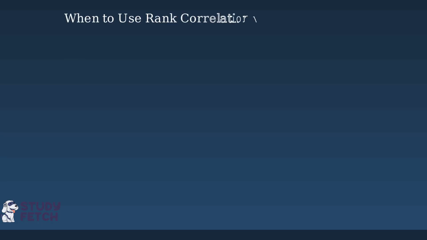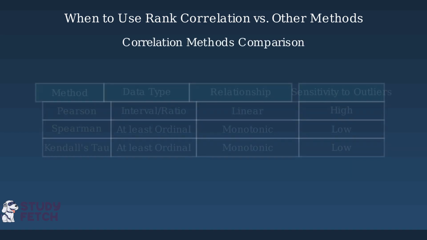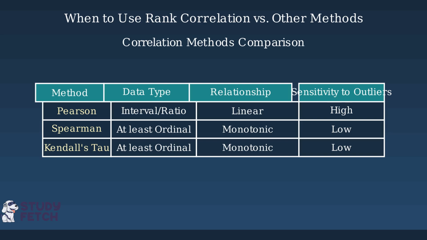When comparing correlation methods, it's crucial to understand which is most appropriate for your specific data and research question. Let's compare Pearson's correlation with rank-based methods like Spearman and Kendall's tau. Each is optimized for different data types and relationships.